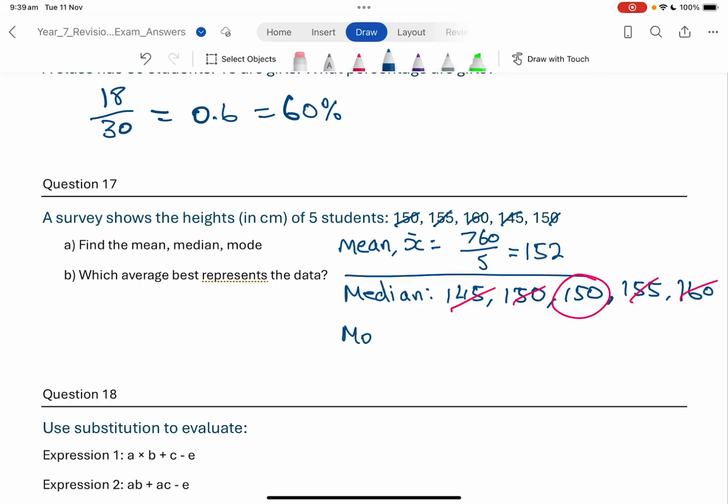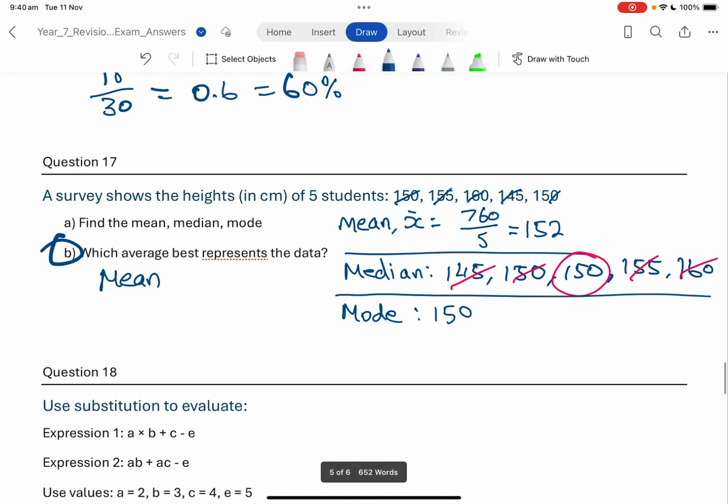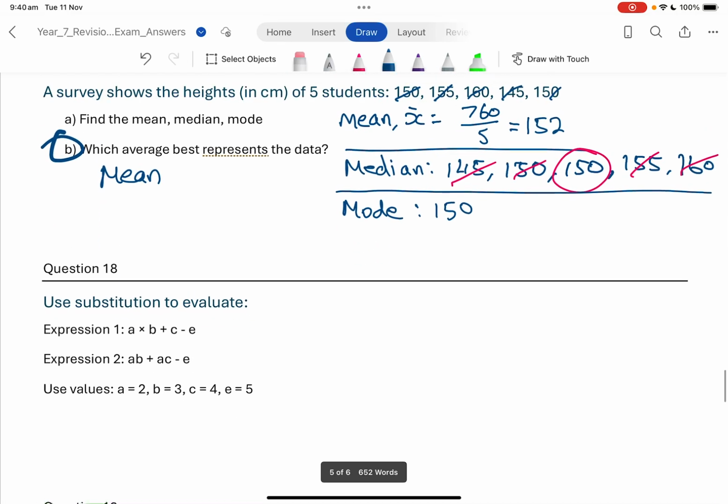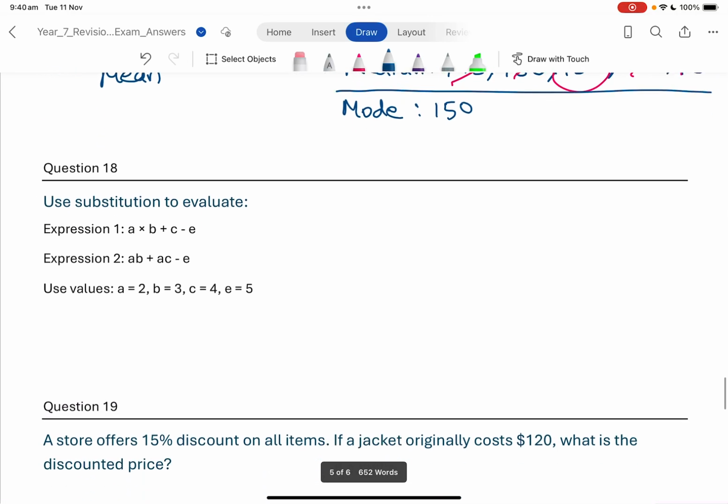For the mode, the most common number there is 150. Answering part B, which average best represents the data, they are all very similar numbers. Let's be real, 150, 150, 152. But because it's such a small data set and there are no outliers, I'm going to say the mean best represents the data. But you could justify any of them for this particular data set.